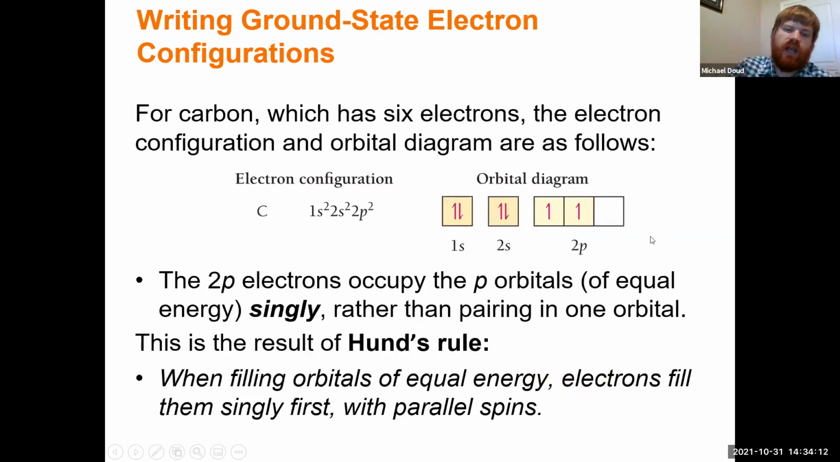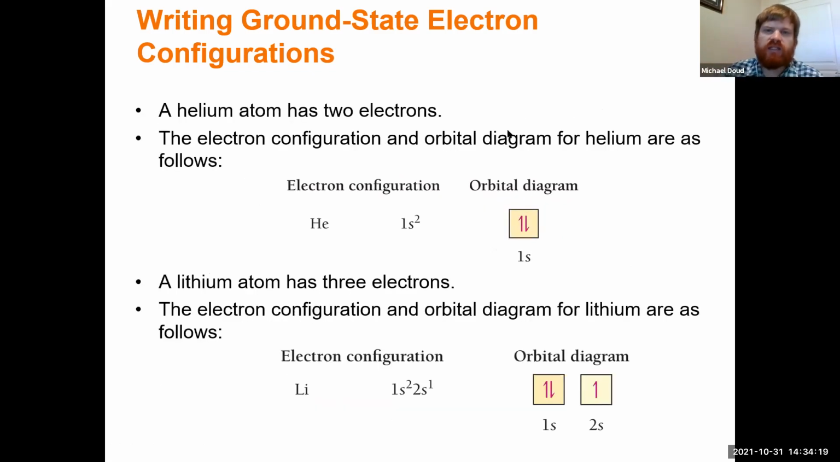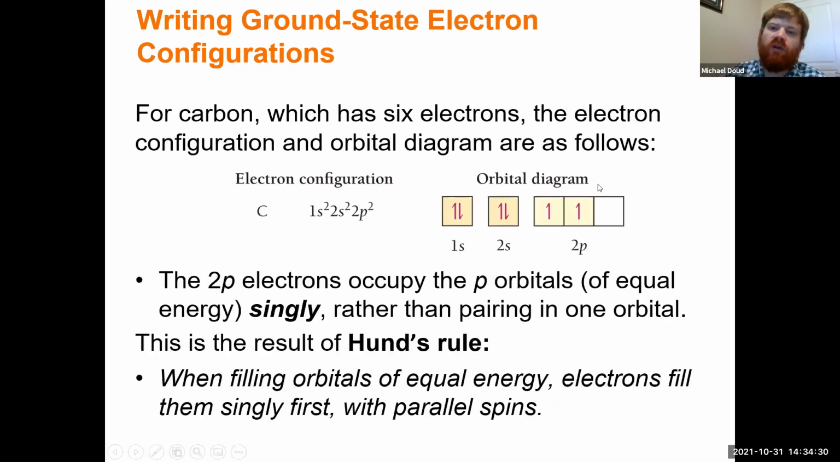Okay, now from there, you could do beryllium, for example. That's 4 electrons. Nothing really exciting is going to happen there, because all that's going to happen is you're just going to fill this one up, right? So you probably already get that anyways.